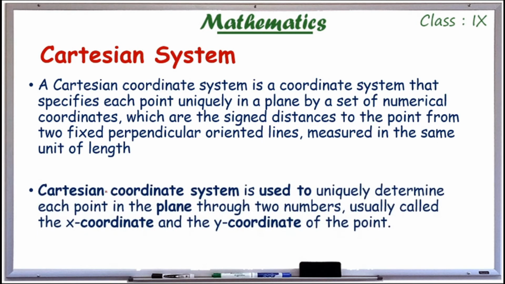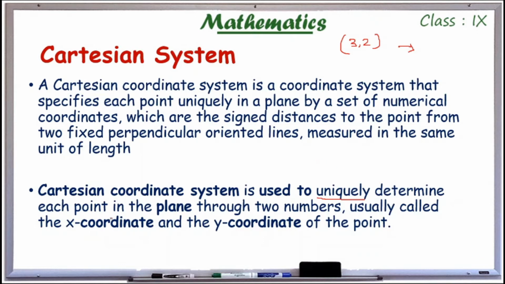Another definition: the Cartesian coordinate system is used to uniquely determine a point. Uniquely means no other point can have that same name. For example, if I represent (3, 2) in a plane, no other point can have (3, 2). (3, 2) is only for that particular point. That is what we mean by unique.